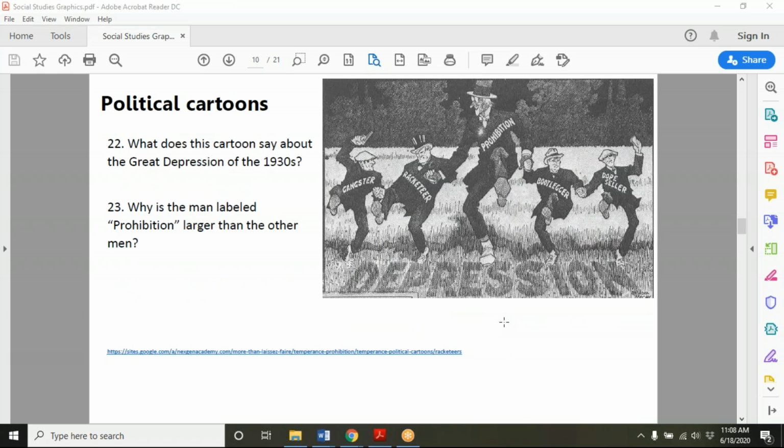But then here, we see it's 5 men. They have certain attributes. Their hats. This guy has a gun. This guy has money. So we can see things there, but also a lot of times in political cartoons, you're just going to have things straight up labeled. Okay, so we see 5 men: gangster, racketeer, prohibition, bootlegger, dope seller, so like a drug dealer.